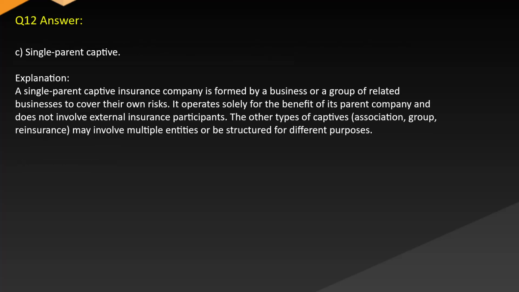Answer: C. Single parent captive. Explanation: a single parent captive insurance company is formed by a business or a group of related businesses to cover their own risks. It operates solely for the benefit of its parent company and does not involve external insurance participants. The other types of captives, association, group, reinsurance, may involve multiple entities or be structured for different purposes.